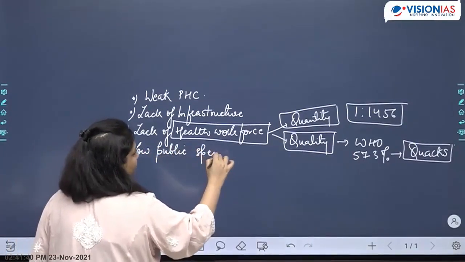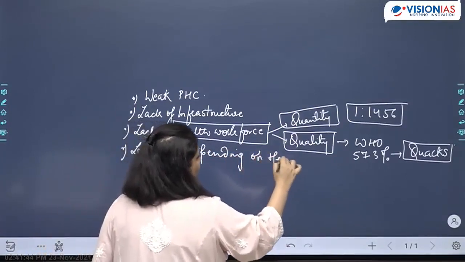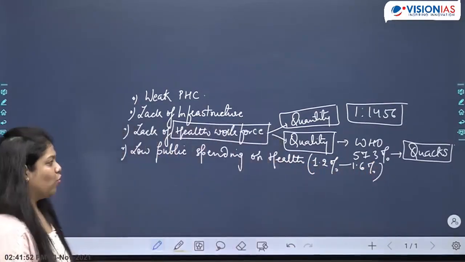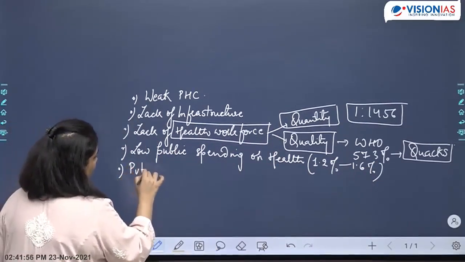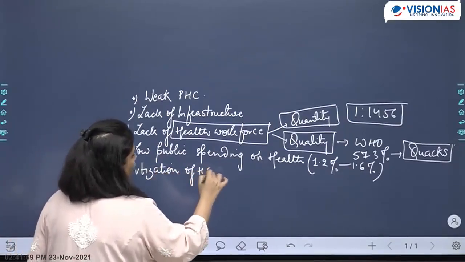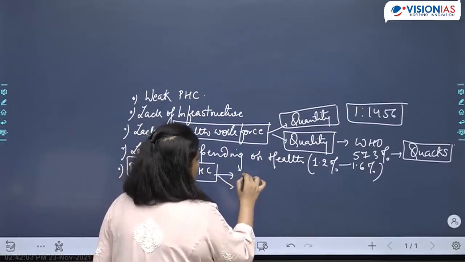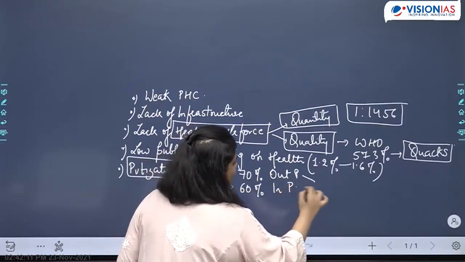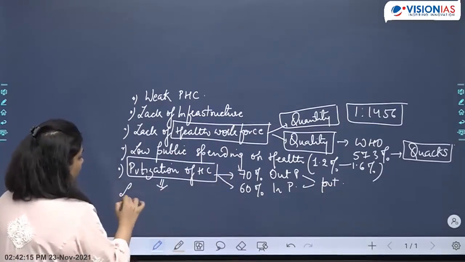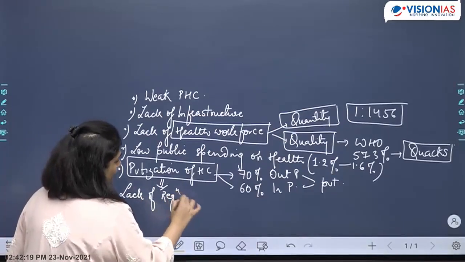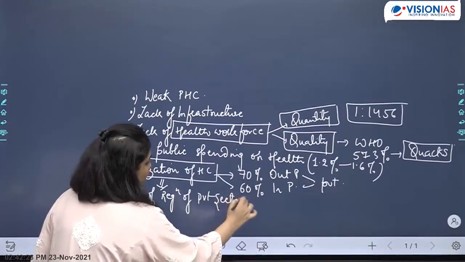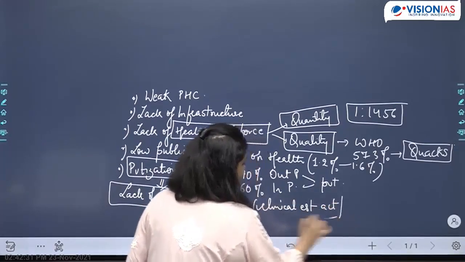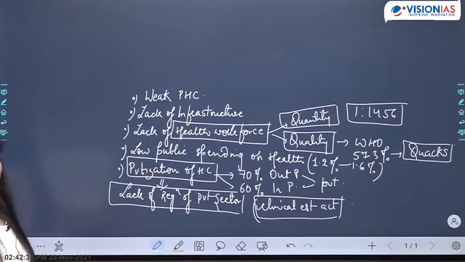Low public spending on health. This is one of the major issue. अब इसमें आप डेटा क्या देते हो ये आपकी choice है. Whichever data you want to quote, you can. Another problem is privatization of healthcare. What I mean by privatization of healthcare is that 70% approximately the outpatient care and 60% inpatient care is provided by the private sector. Along with that, there is lack of regulation of private sector. Why? Because health is a state subject. Although there exists an act, that is Clinical Establishment Act, but since it is a state subject, the act is not applicable by all the states in the similar manner.